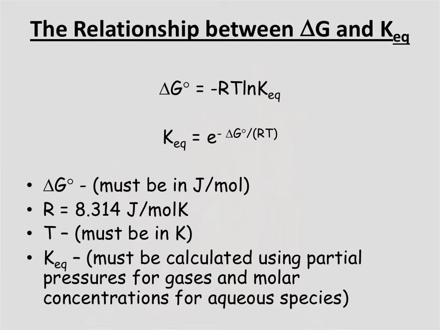A couple things to realize, okay? Delta G must be in joules per mole. R, this is not our typical R. Typically we use the 0.08206 R. This is a different R, so you've got to put in your little brain that you've got to use this R. It's got joules in it, so hopefully that'll help you remember that this is the R we have to use. Temperature must be in Kelvin, and of course for Keq, you had to use partial pressures or molar concentrations in order to get that value.